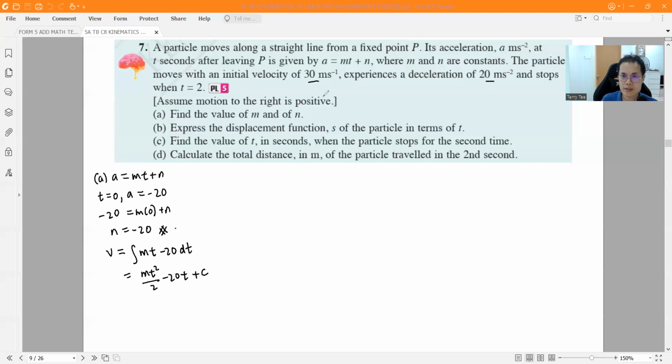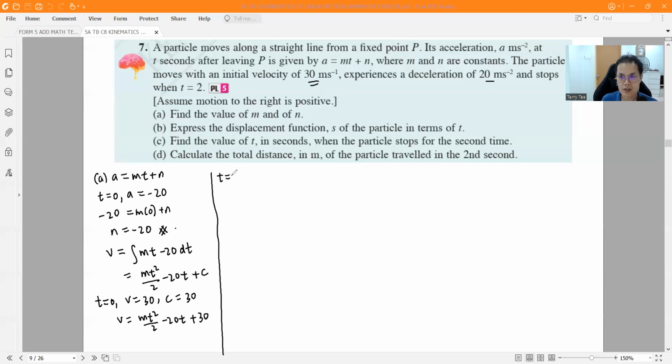Now, they gave us an initial velocity. Initial velocity is 30. So we know when t is 0, your v is 30. Yeah, imagine your t is 0, v is 30. So your c will be 30. And my velocity function is now this. Okay, let me write this down first. Now, next, we need to sub in. Sub in what?